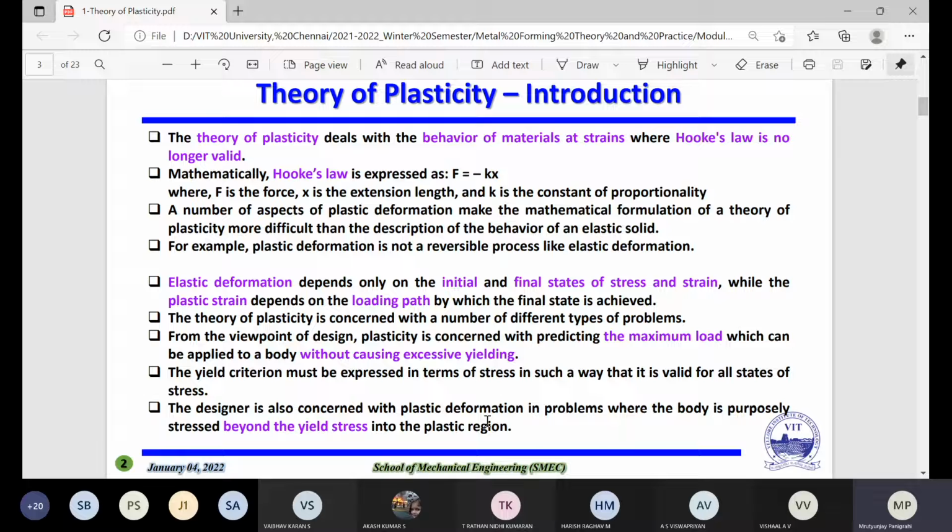And the yield criteria must be expressed in terms of stress in such a way that it is valid for all states of stress. The designer is also concerned with plastic deformation in problems where the body is purposely stressed beyond the yield stress. Because sometimes when we are doing research, like I told in the last class about the metallurgical aspect, whenever we are doing something, we have to overcome. For example, if you remember, if you want to go with strain path A in the last schematic diagram, you should not think that only strain path A is possible.